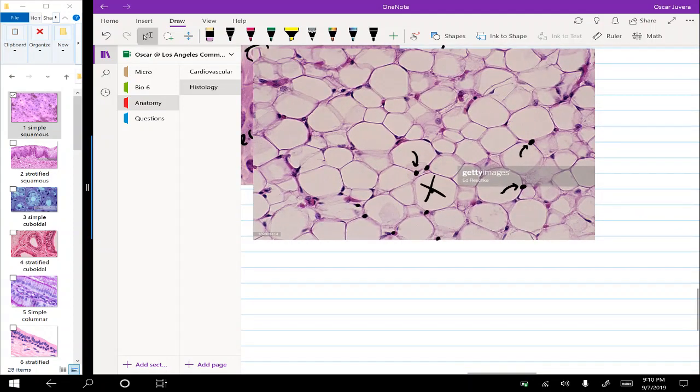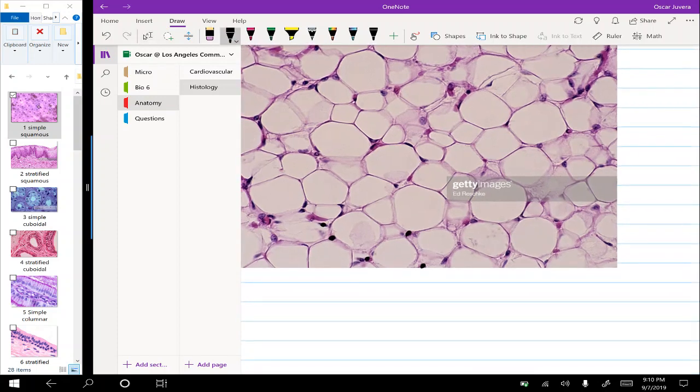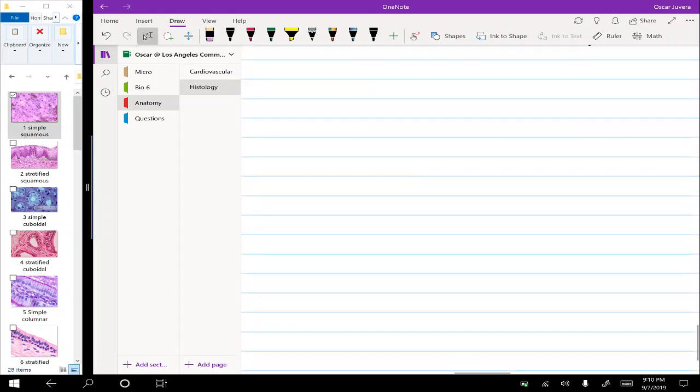So that's the giveaway. The adipose tissue's main purpose is to cushion, protect, and it also acts like an alternate storage of energy. It can be found at the breast or the buttocks, the abdominal area. Those are just some places you can mention for your test.